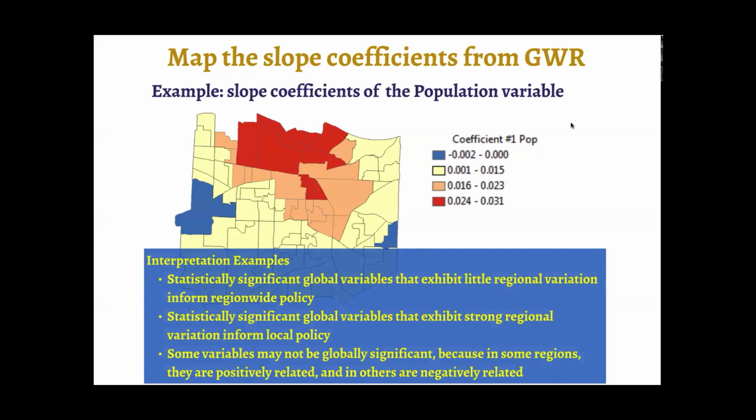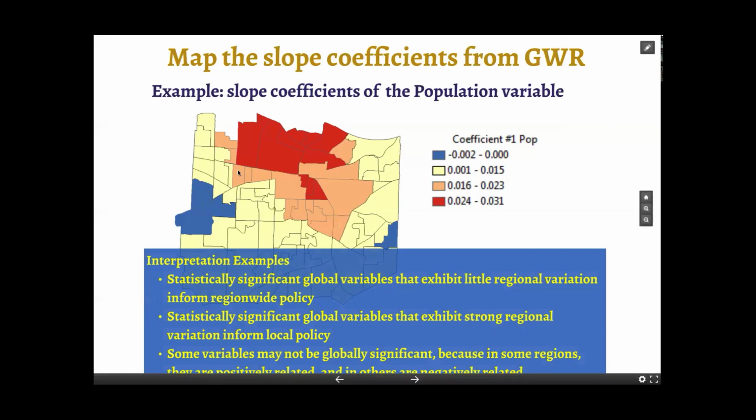However, when you run the GWR, you see locally they're not that different. So in that case, it could indicate that the global model works fine, and you can implement some regional strategies for the whole study area. But also in some other cases, maybe you do have significant variables, but you also see the strong regional variation.